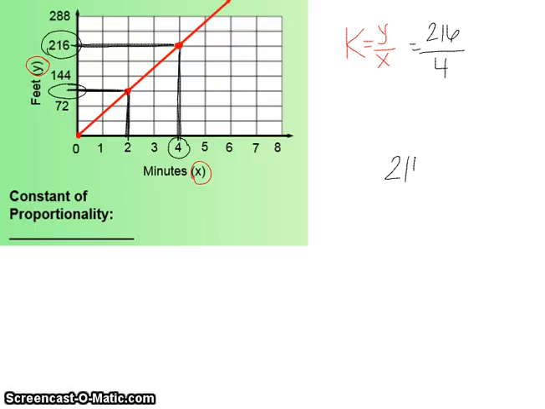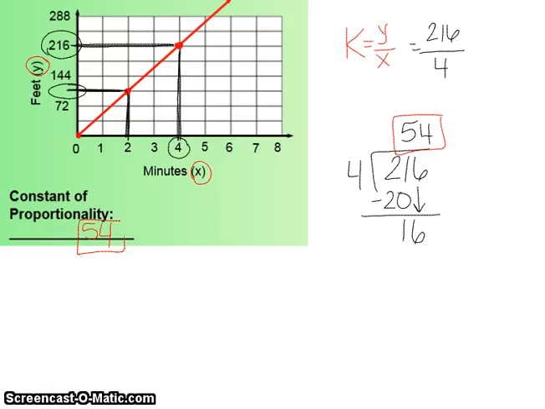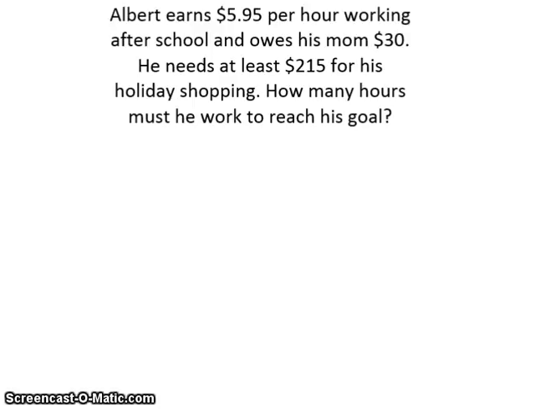So I have 216 divided by 4. 4 goes into 21 5 times. 21 minus 20 is 1, and bring down your 6, and then 4 goes into 16 4 times. So I know that my k value, or my constant of proportionality, is equal to 54. So for my constant of proportionality, I just take one of those points and I do y divided by x. Alright, let's look at the next one.